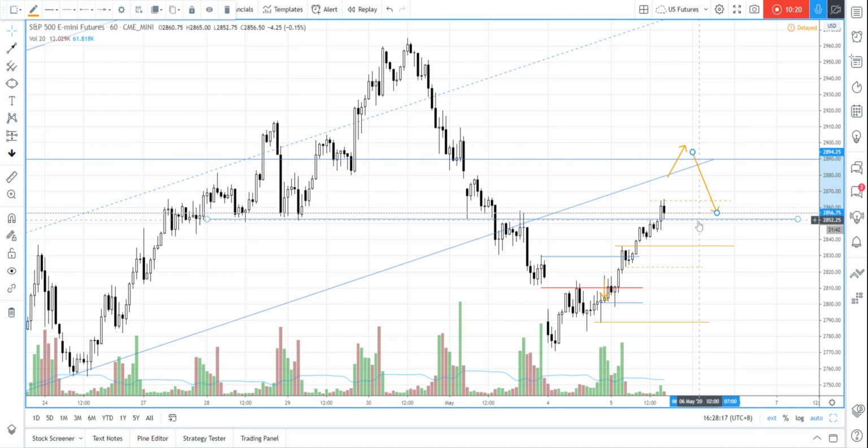But mainly I'm looking for the long scenario. So far my bias is quite neutral. I can trade either long or short depending on how it turns out for the S&P 500.